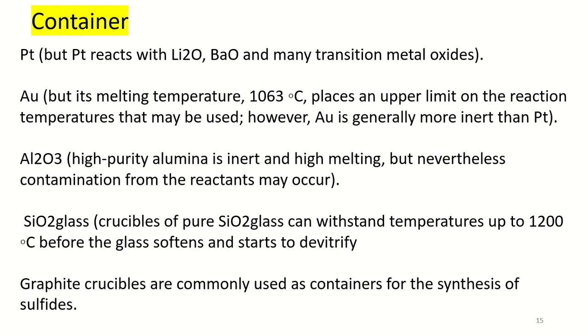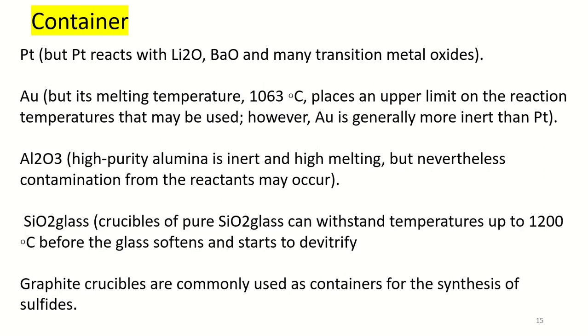The second one is the gold container. Its melting temperature is about 1063 degrees Celsius, which places an upper limit on the reaction temperatures that may be used. However, gold is generally more inert and useful than platinum because of its non-reactivity towards the different reaction mixtures.